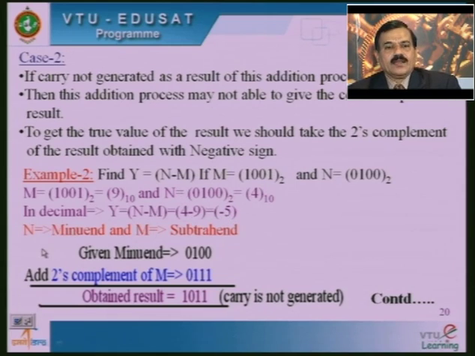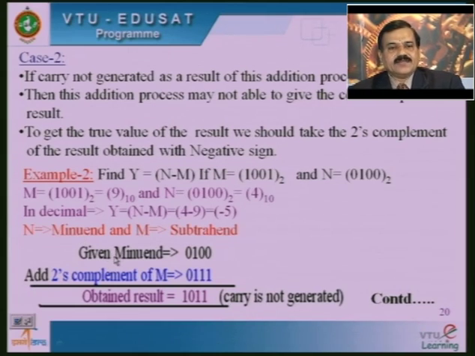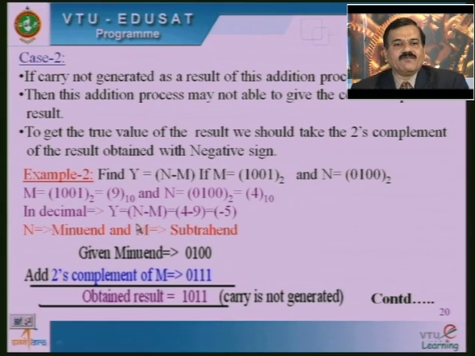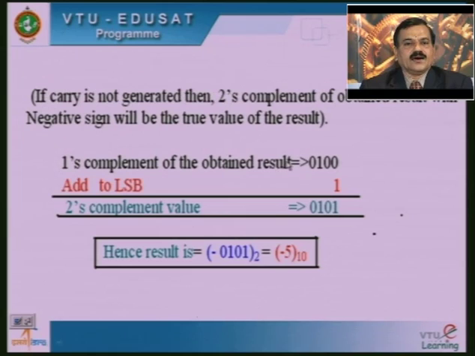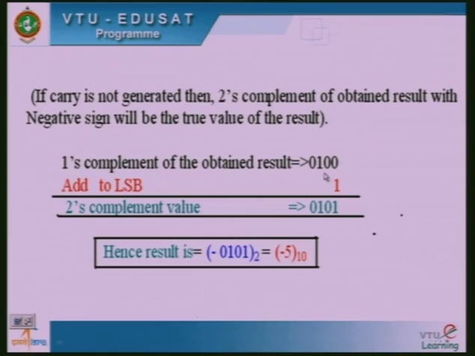So then what we have to do is take the 2's complement value of the subtrahend. Yes, it is n, and add 2's complement of m. So then we get that the carry is not generated. If the carry is not generated, then what we have to do is take the 2's complement of the result, so that 0100 must be added by 1, and then this 0101 is taken with a negative sign. Hence the result is minus 0101 base 2, which is equal to minus 5 base 10.